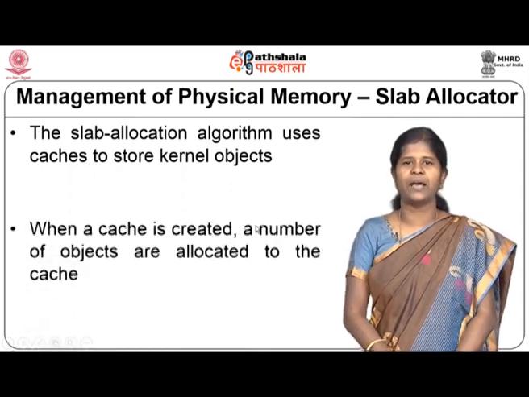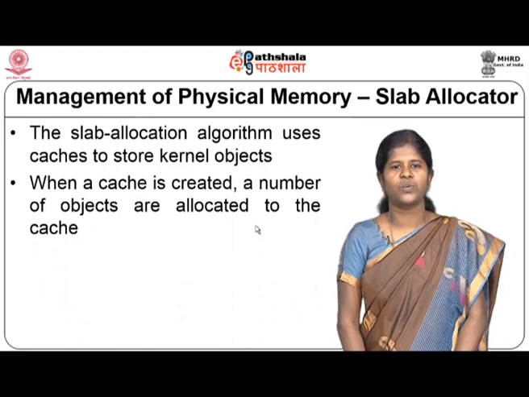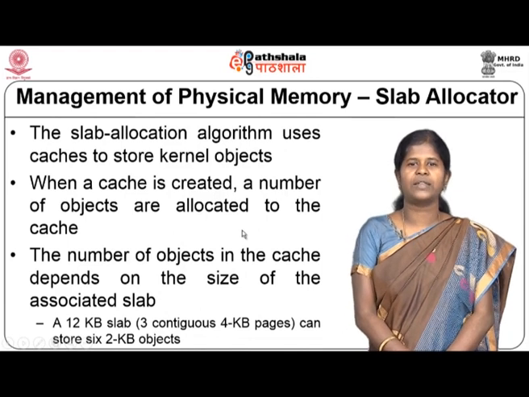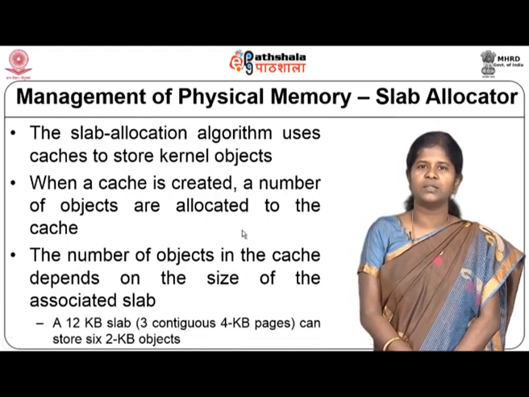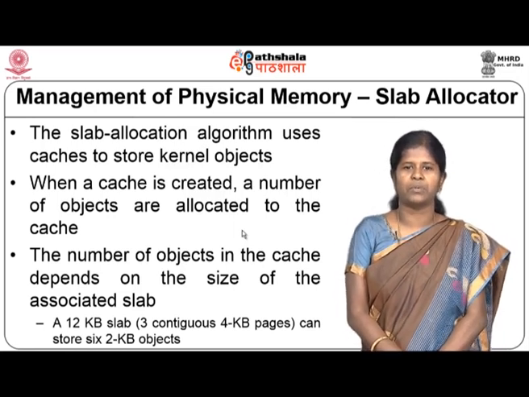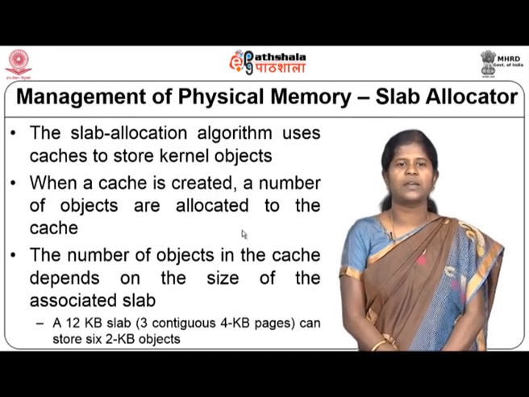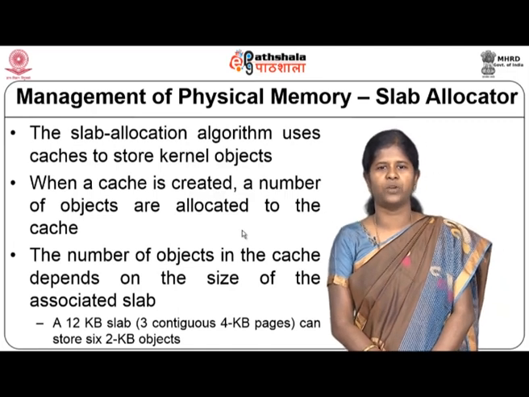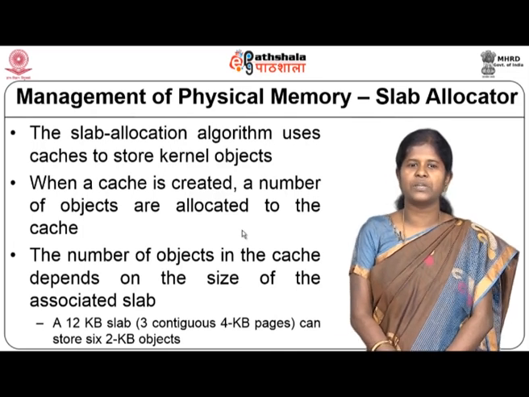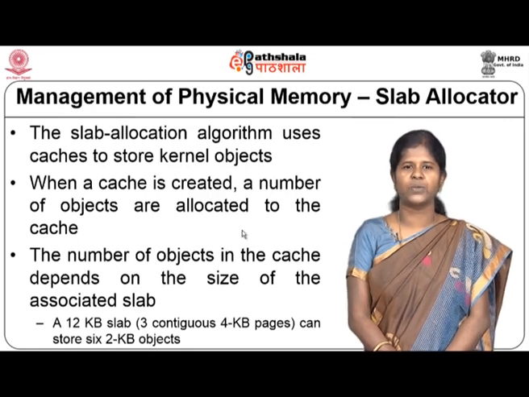Now we will see how the slab allocation algorithm works to store kernel objects. When a cache is created, a number of objects are allocated to the cache, and the number of objects in the cache will depend on the size of the associated slab. So, if you have a 12 KB slab which is comprised of 3 contiguous 4 KB pages, it can store 6 2 KB objects. The size of the object is 2 KB, the size of the slab is 12 KB, and hence you can store 6 such objects in this 12 KB slab.